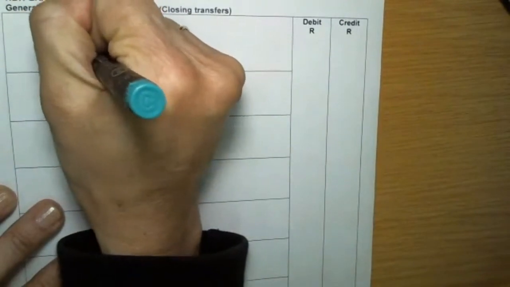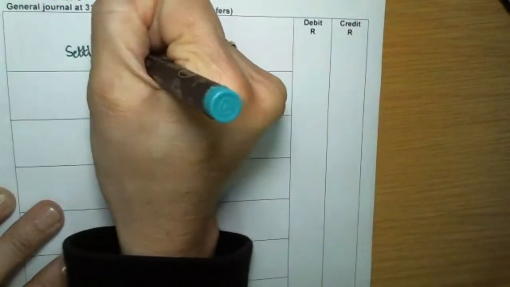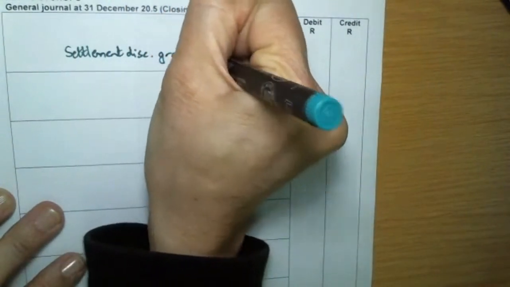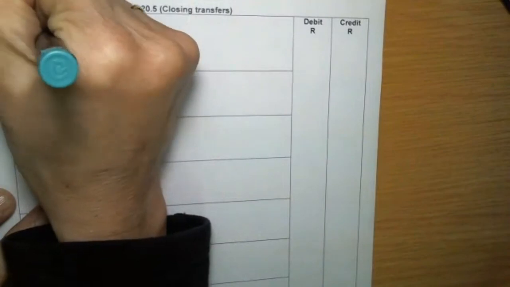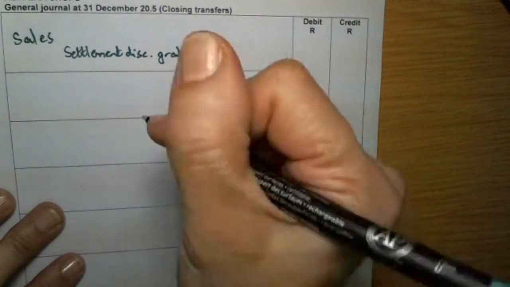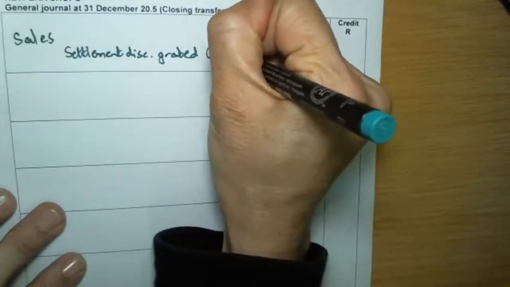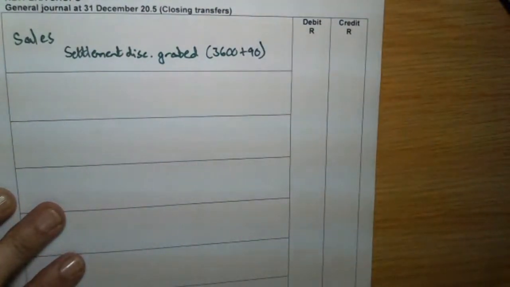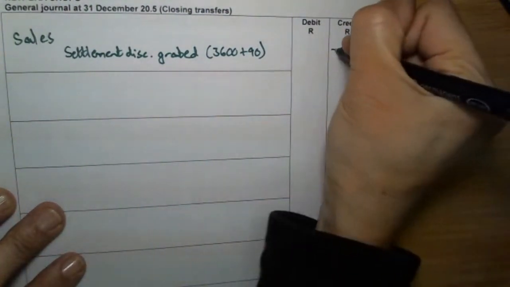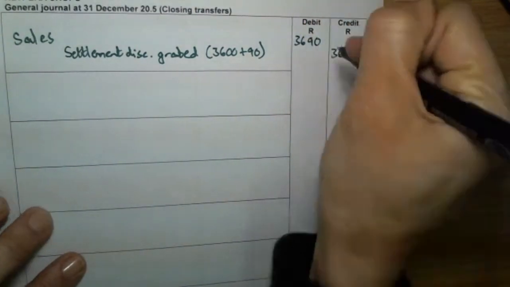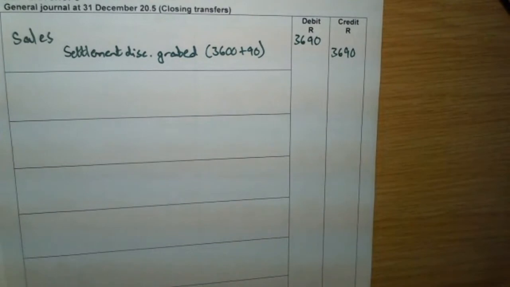So I'm going to credit settlement discount granted, and I'm going to reduce the settlement discount granted account to 0, and I'm going to debit sales. And this settlement discount granted amount, so from my trial balance I had 3,600, and I added to that the adjustment I made for the end of the year allowance. So the total amount that I need to be transferring to my sales account is 3,690. So sales are going to reduce by 3,690 Rand.